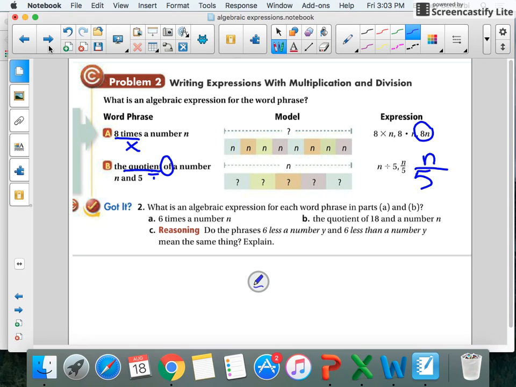So we have 6 times the number n again. This means multiplication. So we're going to put 6 next to the letter n, 6n, so that means 6 multiplied by n.